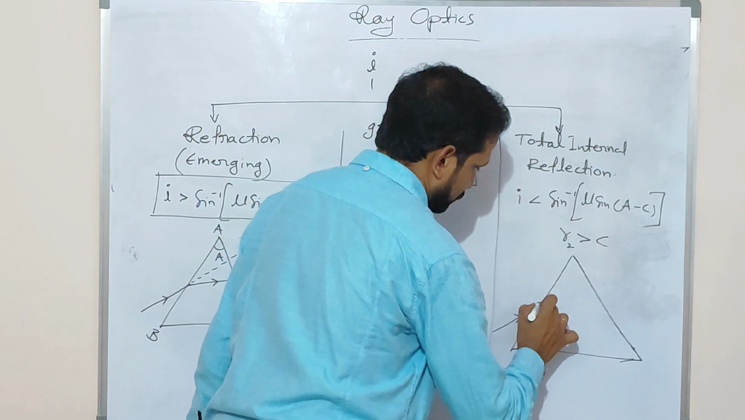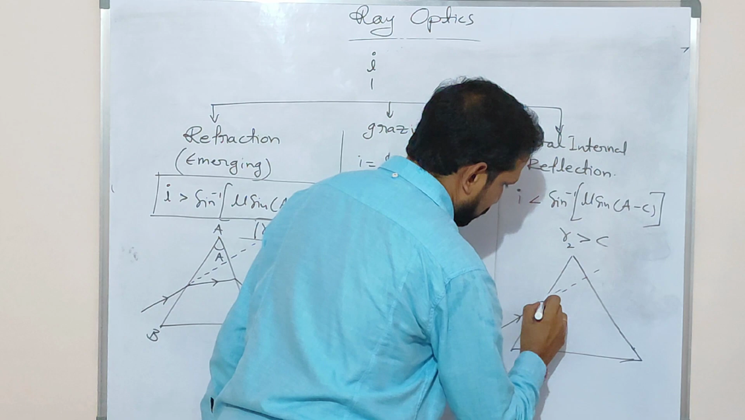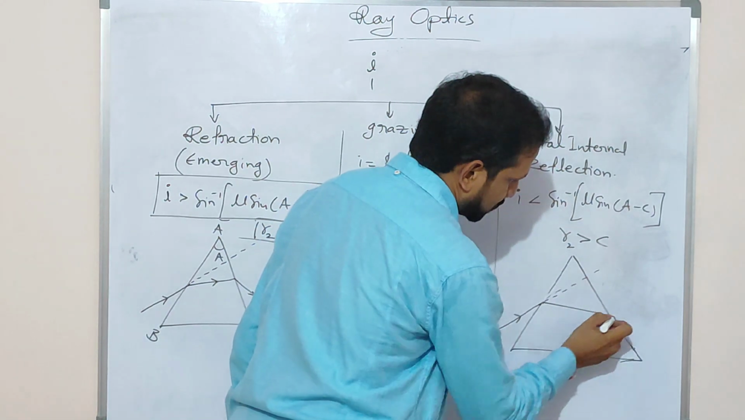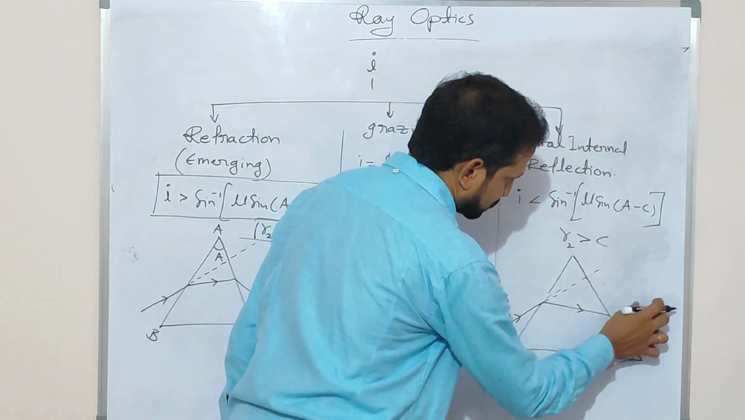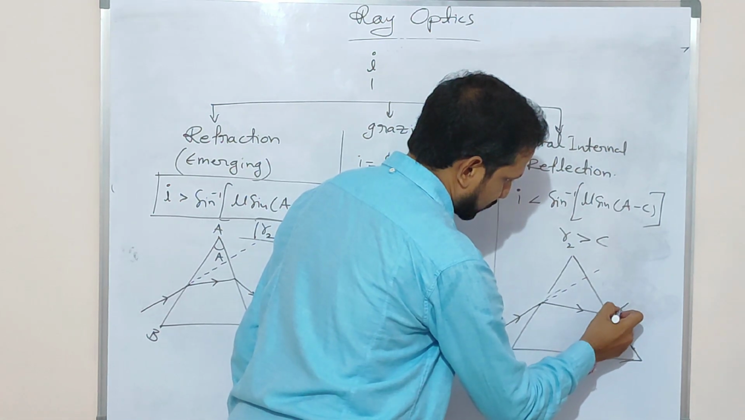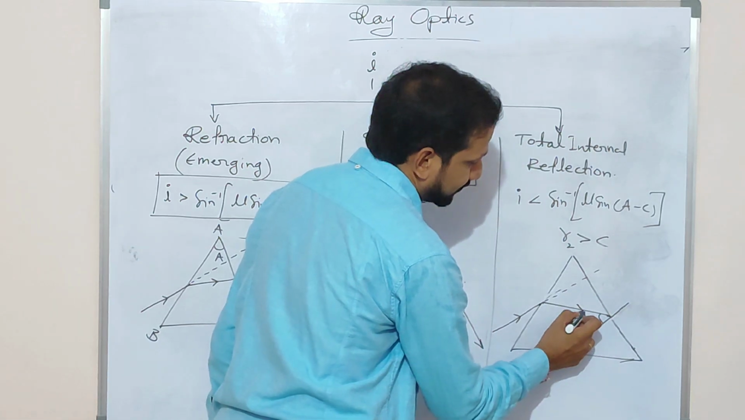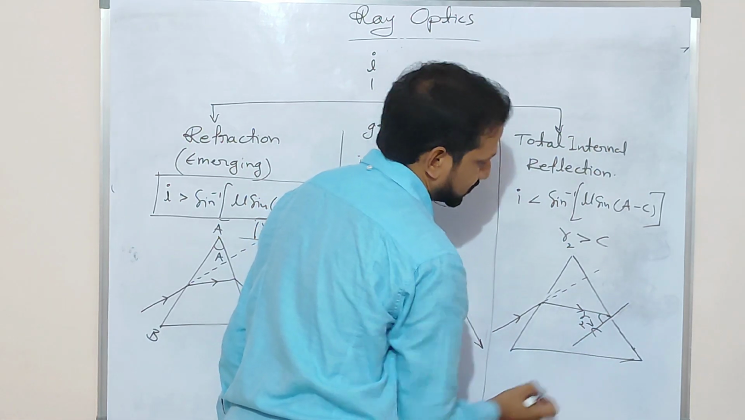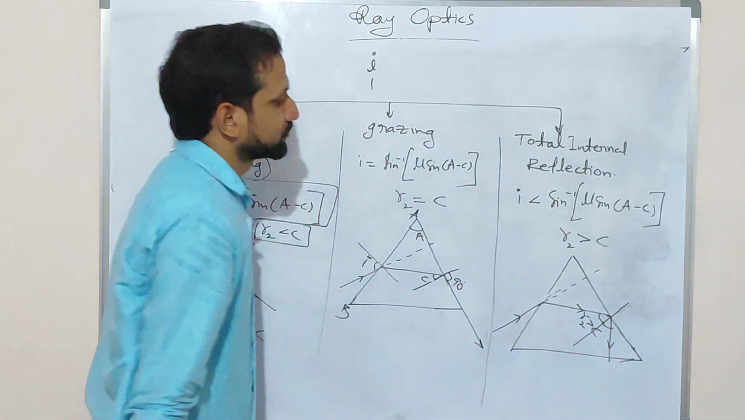Actual path is this, sorry. Okay, so this is a refracted ray. Here is a normal drawn at the point of incidence. This angle R2 is greater than the critical angle C. Then it will have total internal reflection this way.